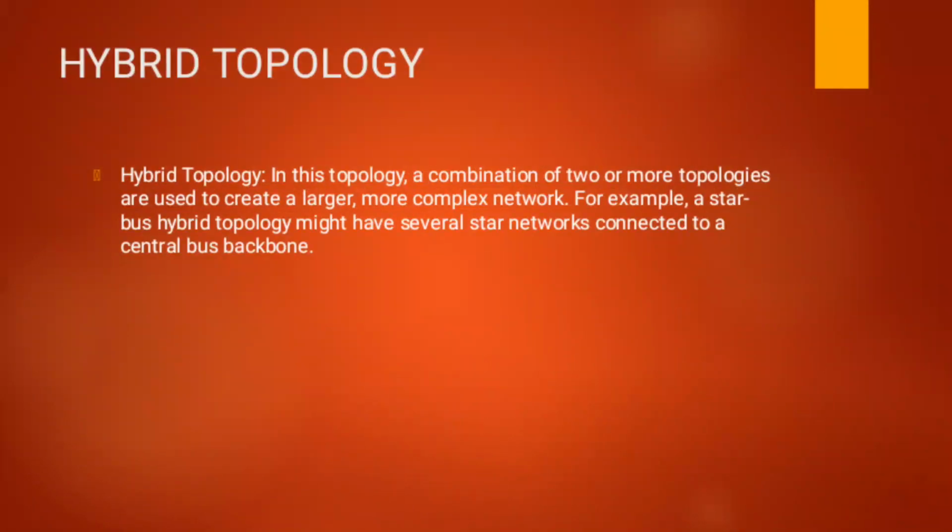Our last topology is called hybrid topology, and it is a combination of two or more topologies. We can say you are combining ring and mesh topology, you are combining tree and star topology, you are combining bus and mesh topology. Any of the topologies can be combined, and it is used to create a larger and more complex network. For example, as I've said, we can have a star bus hybrid topology, which might have several star networks connected to a central bus backbone.